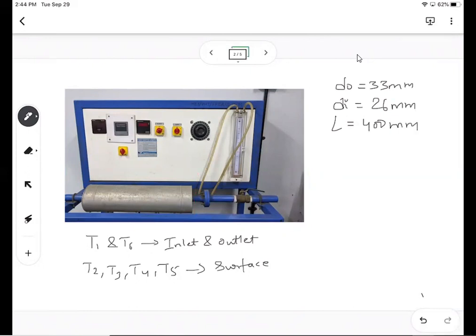As you can see, there is a manometer tube present over here, and it is connected to this device. This device is known as the orifice meter. You have done this experiment in fluid mechanics also. The orifice meter is used to determine the flow of the air passing through it, or basically the flow of fluid. The diameter of this orifice meter is given as 16 mm.